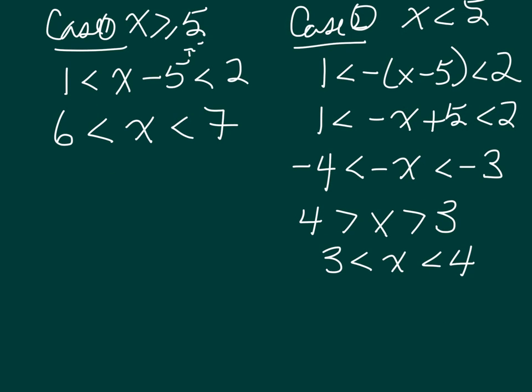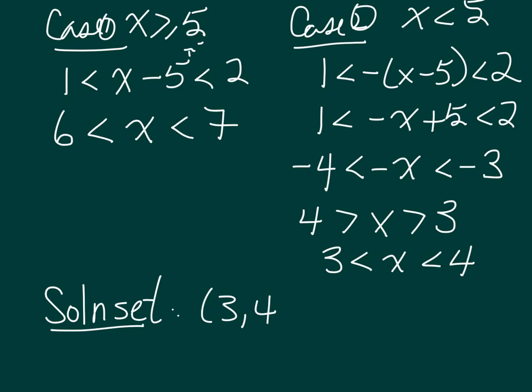So what that means is that any value between 6 and 7 or between 3 and 4 is a solution to the original inequality. So our solution set looks like this: the interval 3, 4, union, the interval 6, 7.